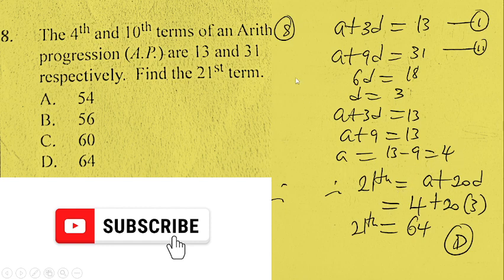Now that we know the first term, we know the common difference, we can find the 21st term. What we need to ask ourselves is, what is the 21st term of an AP? And that is a plus 20d. So our a is 4 and our d is 3. So if you simplify that, you have 4 plus 20 into 3. 20 times 3 gives us 60. Then 60 plus 4 gives us 64. So that means the 21st term of that sequence is 64. And option D is the correct option in question number 8.